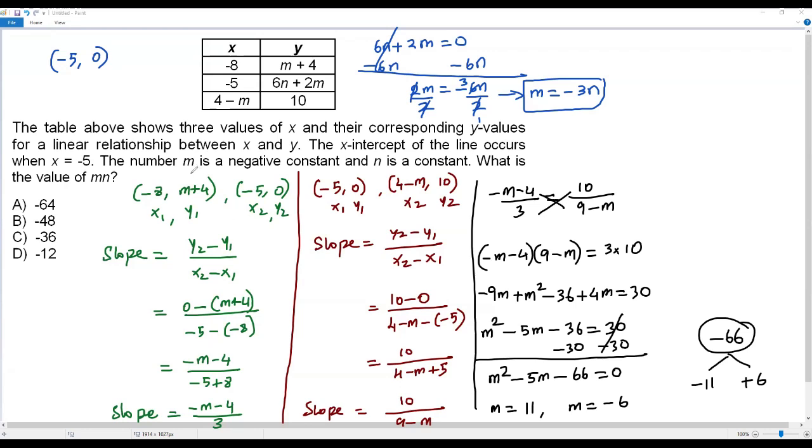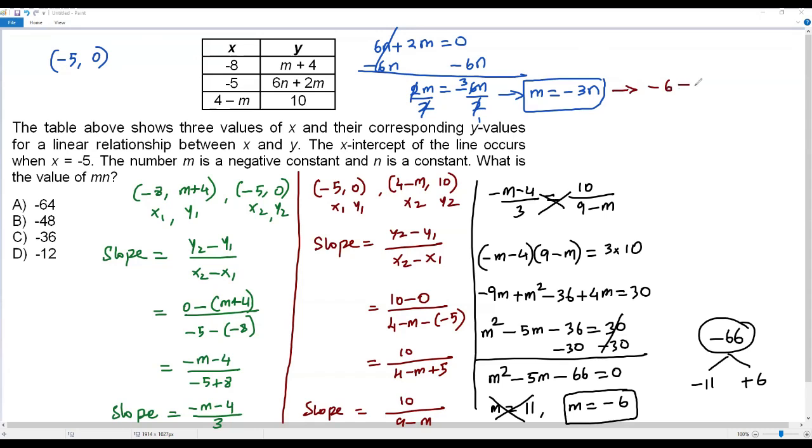But the information we have in the question says m is a negative constant. Since m is a negative constant, we can reject the positive value of m. That is, m equals 11 can be rejected because it's positive. So we can consider the negative value of m, that is m equals negative 6. Okay, now what we can do is plug in this value of m, negative 6, into this equation to solve for n.